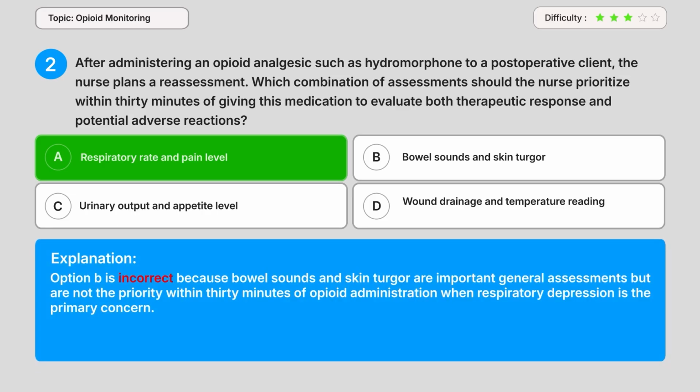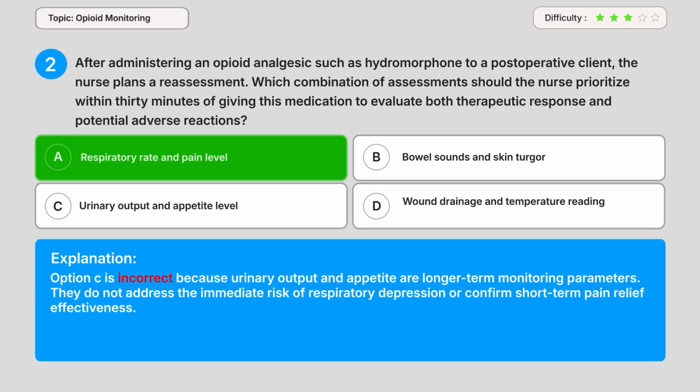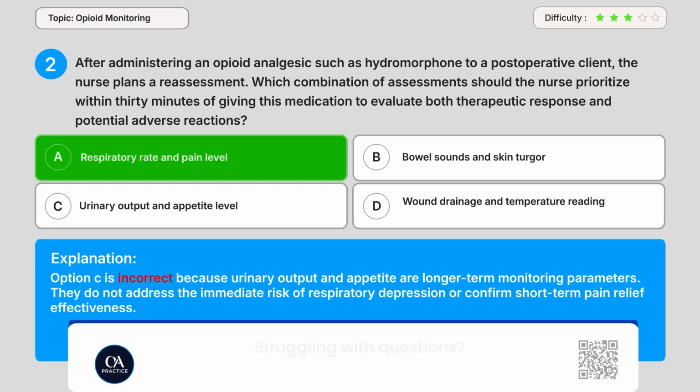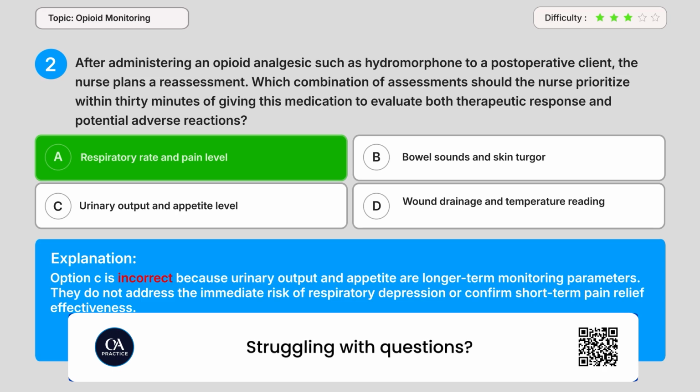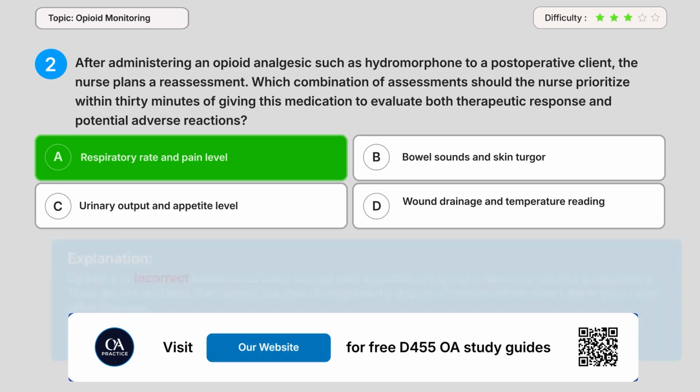Option B is incorrect because bowel sounds and skin turgor are important general assessments, but are not the priority within 30 minutes of opioid administration when respiratory depression is the primary concern. Option C is incorrect because urinary output and appetite are longer-term monitoring parameters. They do not address the immediate risk of respiratory depression or confirm short-term pain relief effectiveness.